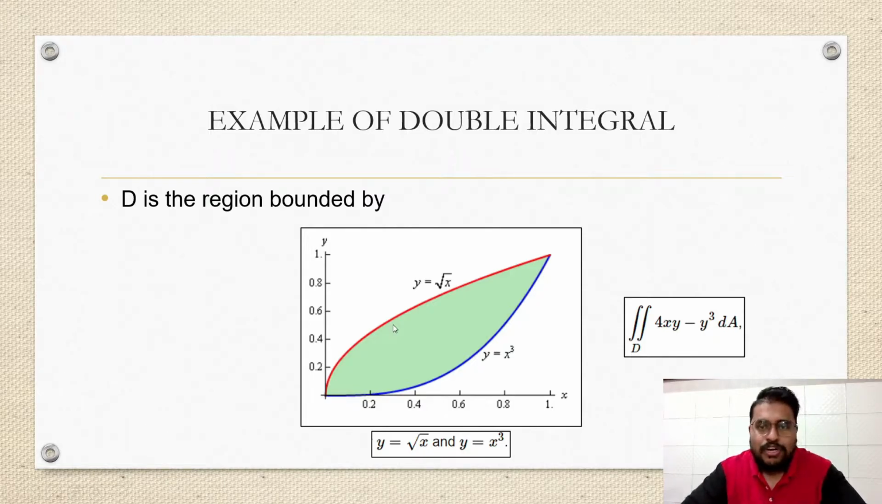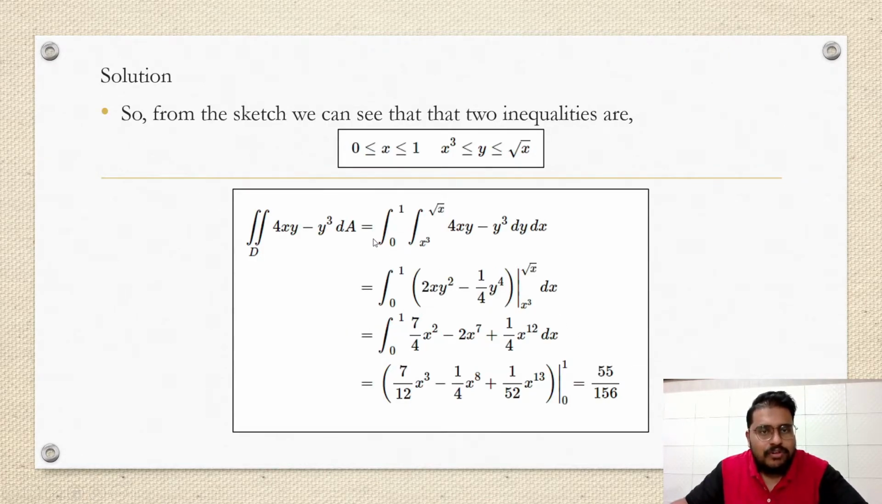Now let's go through a short example of a double integral. D is a region bounded by the graph. We have 2 curves, which are y equals square root of x and y equals x to the power of 3. This is the curve, whereas this is the function 4xy minus y^3. So how do you solve it? It's easy to solve a double integration.